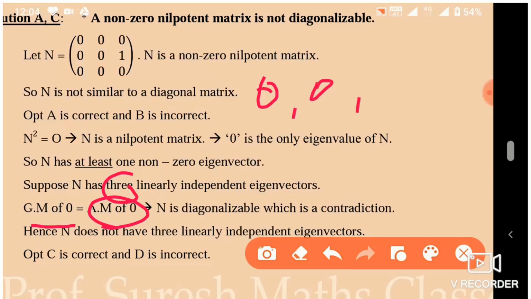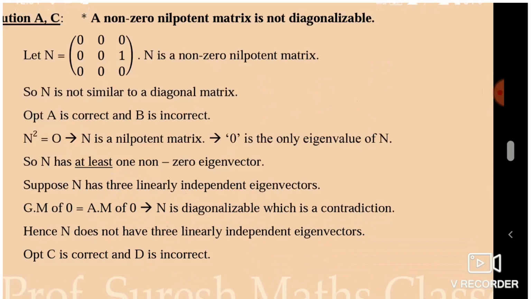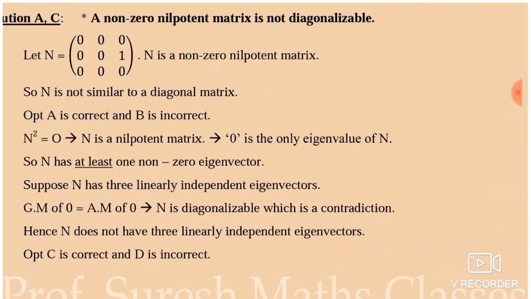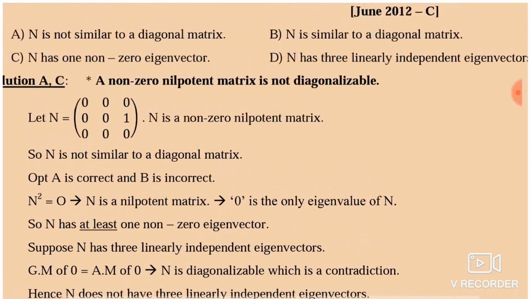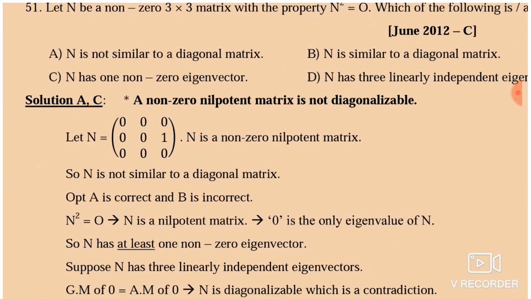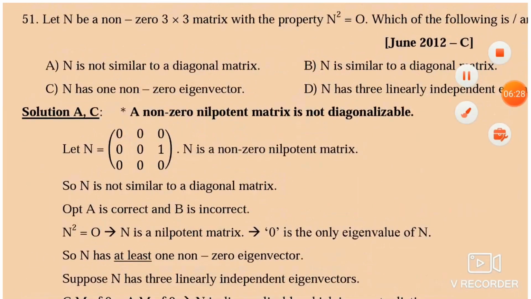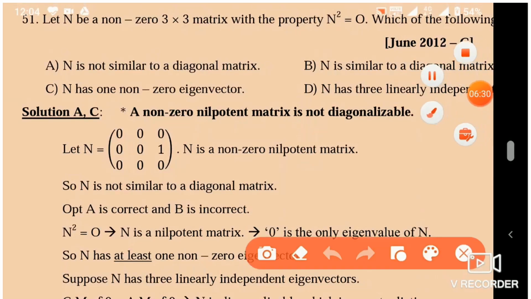Here 0 comes 3 times. That is called algebraic multiplicity. If both are equal, N will become diagonalizable. This is a contradiction because already we proved N is not diagonalizable. So N cannot have three linearly independent eigenvectors. So option C is correct. One non-zero eigenvector is correct, but option D is wrong. So the answer is A and C.